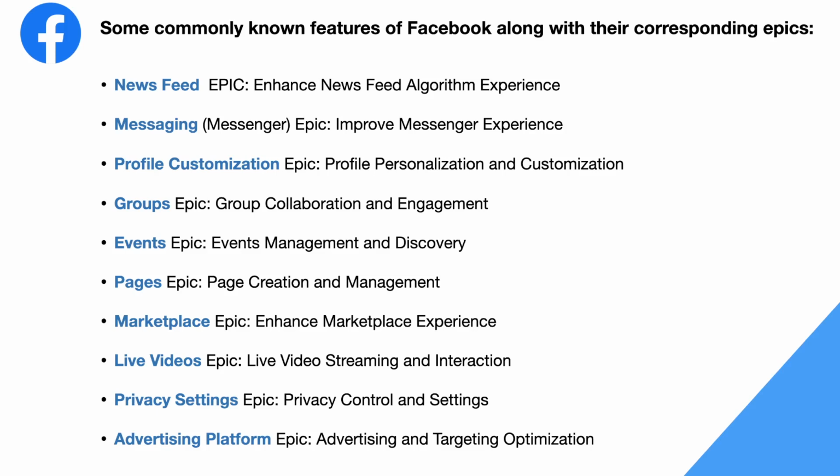So what are the features? We have the feed, the messenger, the profile customization, the groups, the events. The only thing is that sometimes the wording for an epic may be different, but it's simply a feature. So when we say feed, in epic language we may say enhance news feed algorithm experience. Messenger will be the epic; we may say improve messenger experience. Profile customization, we could say profile personalization and customization. Groups, group collaboration and engagement.